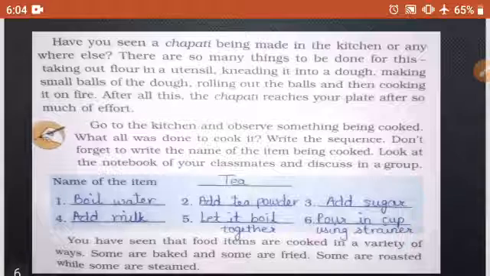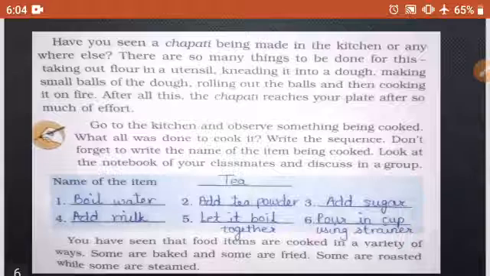Go to the kitchen and observe something being cooked. What all was done to cook it? Write the sequence. Don't forget to write the name of the item being cooked. Look at the notebook of your classmate and discuss in group.